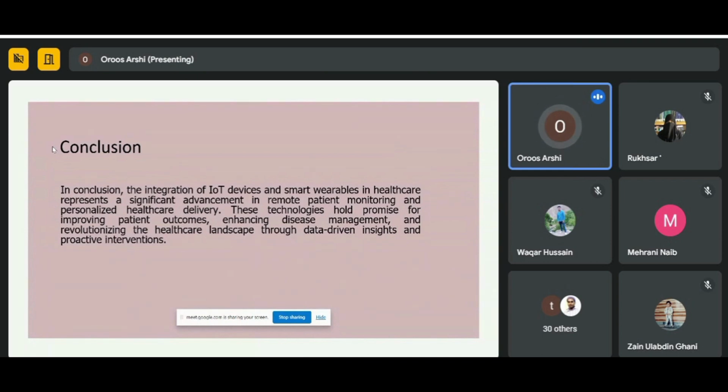In conclusion, these technologies and smart monitoring devices help a lot in patient care. As we discussed, remote patient monitoring also helps a lot in the medical industry. These technologies hold promise for improving patient outcomes, enhancing disease engagement, and revolutionizing the healthcare landscape through data-driven insights and proactive interventions. So this was all from my side.